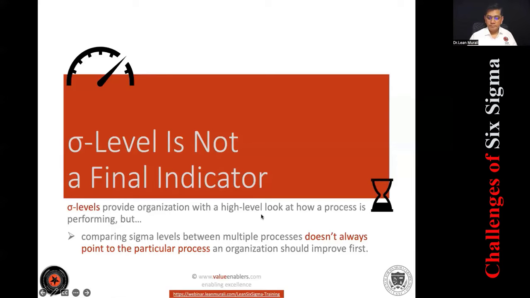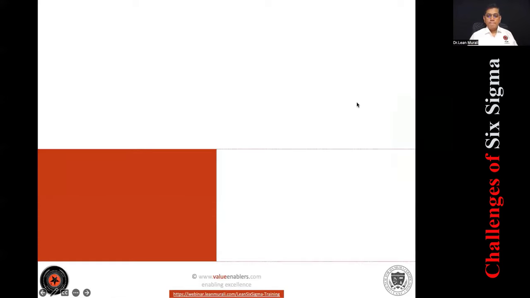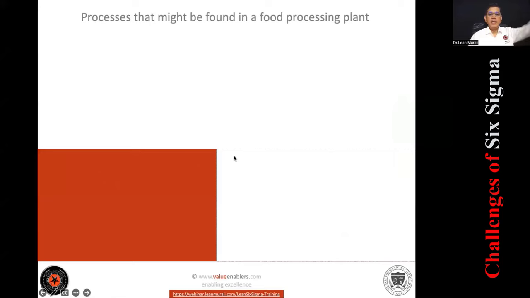Good, thank you. Now, let me go a little deeper. Let us look at a process that might be found in a food processing plant. Now we are going to take an example of a food processing. If you make a pizza, what are the processes that are involved in making of a pizza? Just let me see in the chat box.